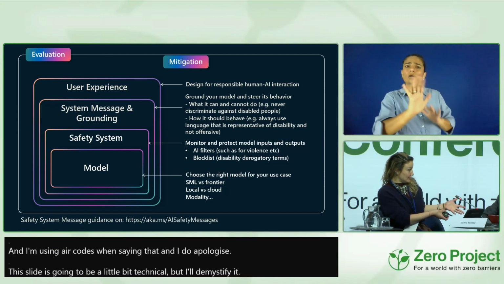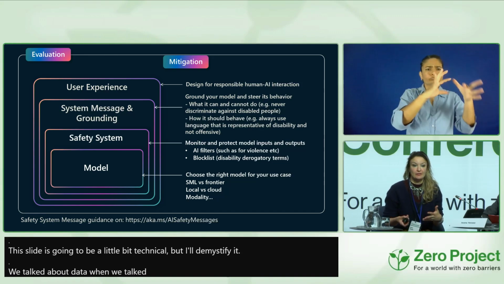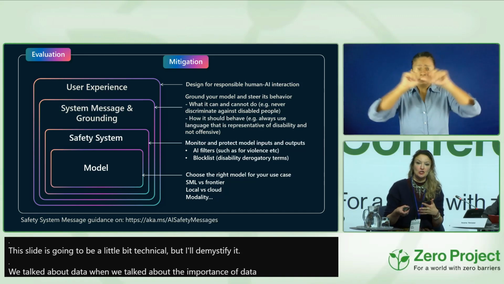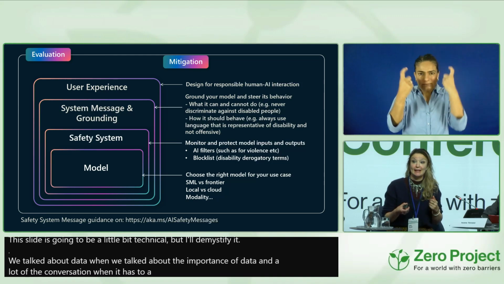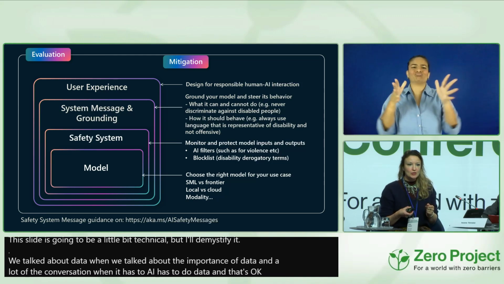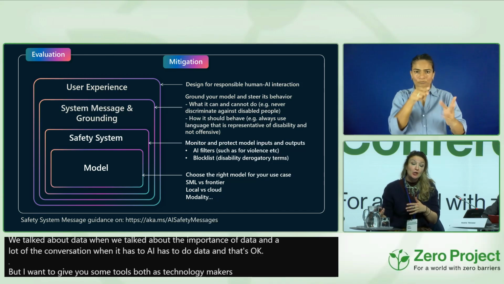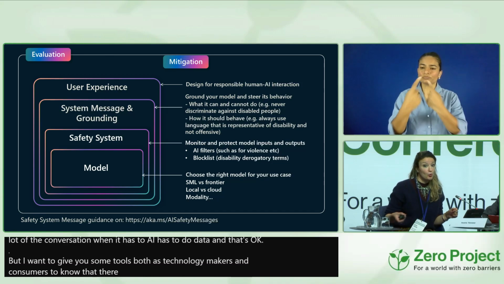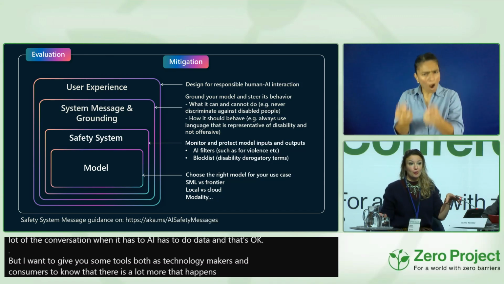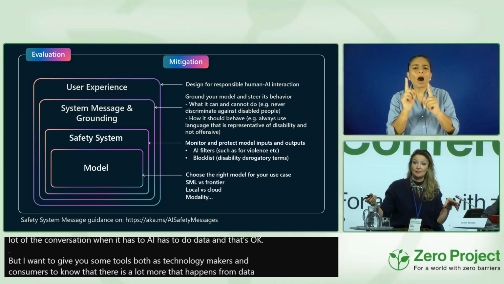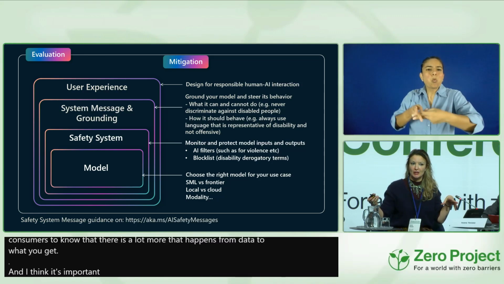We talked about data. When we talked about the importance of data, and a lot of the conversation when it has to do with AI has to do with data, and that's okay. But I want to give you some tools, both as technology makers and consumers, to know that there is a lot more that happens from data to what you get. And I think it's important to be aware of that journey.